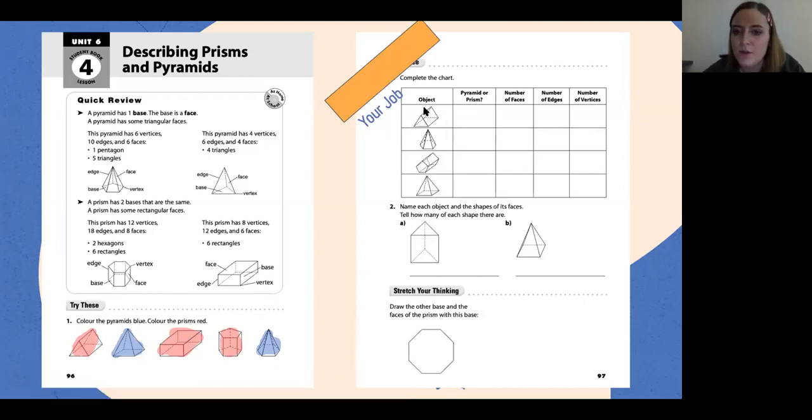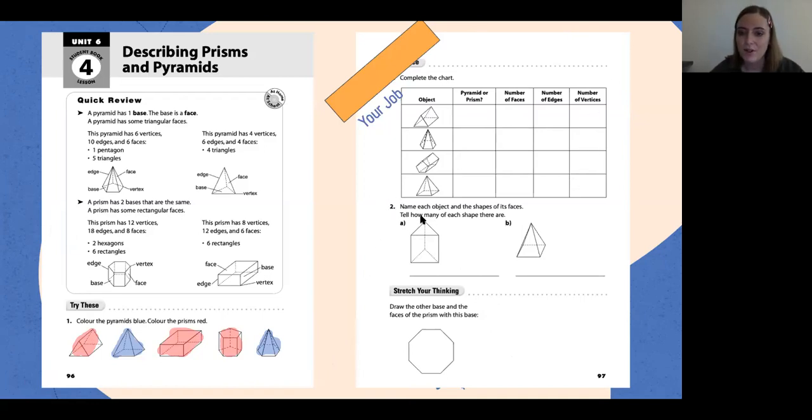You are going to take a look at the object. You're gonna decide if it's a pyramid or a prism. You're gonna write how many faces it has. Remember, faces are the flat 2D parts, okay? You're gonna write how many edges you see. Those are the straight lines, right? And then vertices, the corners. So you're gonna fill that in.